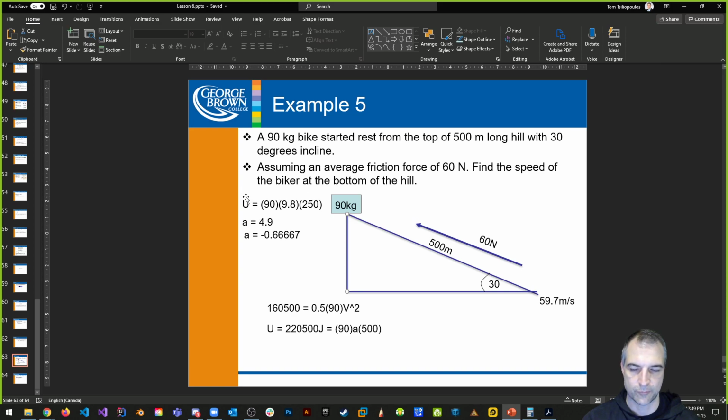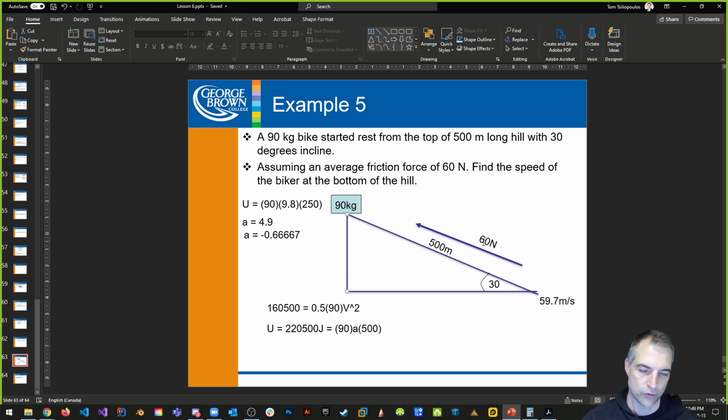160,500. So now that we have potential energy, we know that if I had no friction, I would have 160,500 joules of energy transferred from potential energy to kinetic energy at the bottom. We know that that would happen. But we have this 60 newtons of friction. And if we think about what friction is, it's 60 newtons of friction uniformly dispersed across 500 meters.